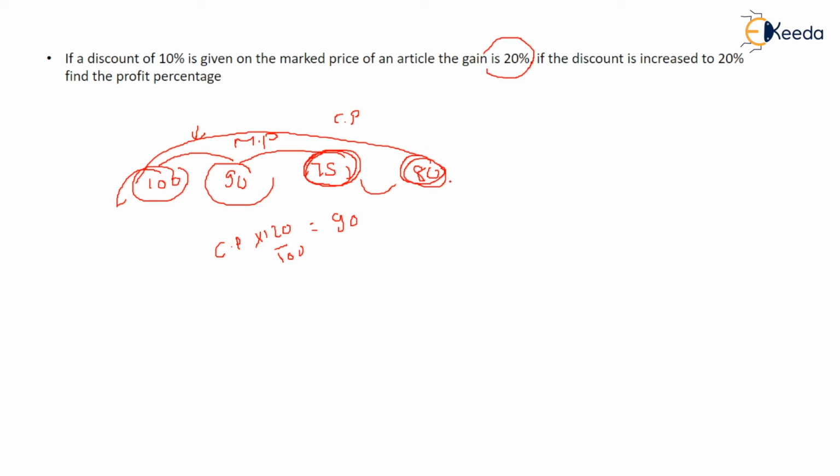So how much is he gaining? 5 rupees he is gaining. And how much did he invest from his pocket? 75. Then you can easily find 5 by 75. This comes out to be 6.67%. Okay, so this is how you need to calculate.